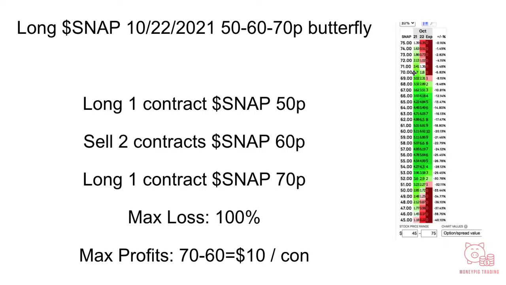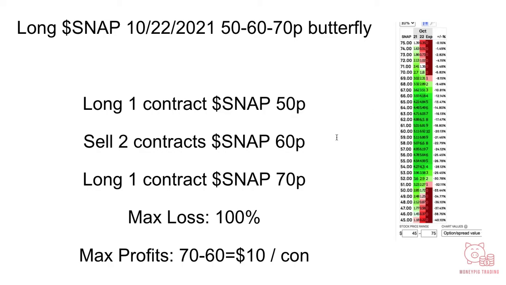Usually we have a way to calculate this using a calculator online, and you can look at how it looks. Basically, if Snapchat is traded below 50 or above 70 on the expiration day, your contract will be red, worthless. You lose 100%. However, again, in the middle, if Snapchat closes at 60, your contract maxes out at $10, that's the max price.